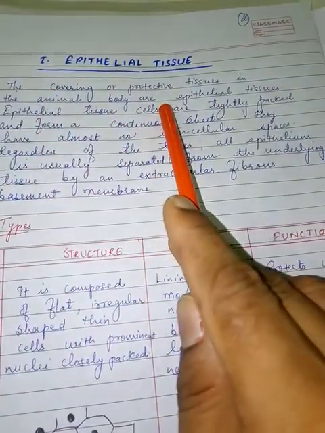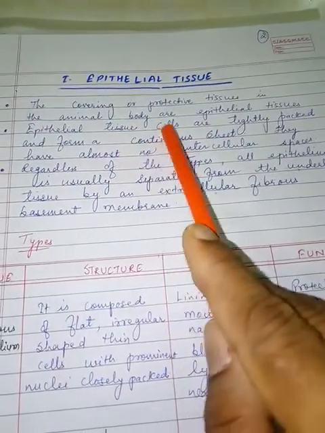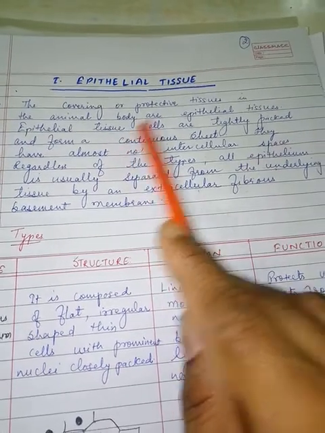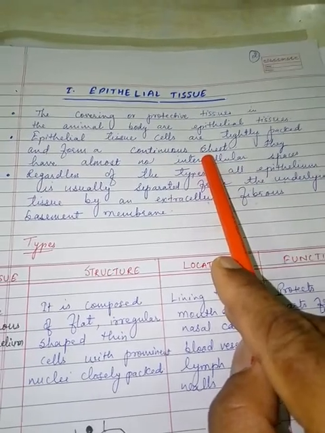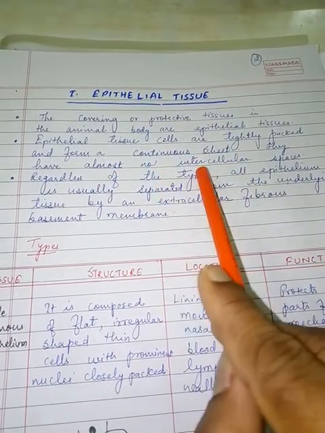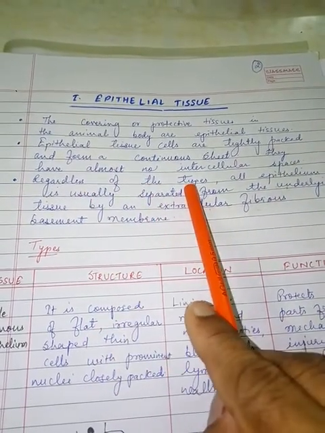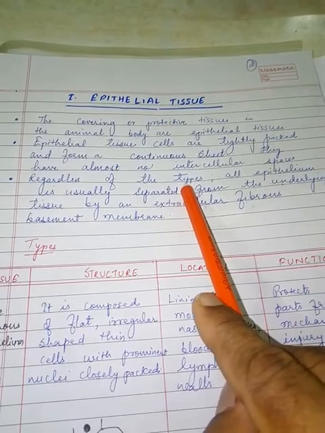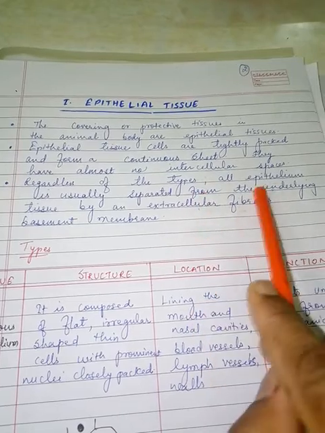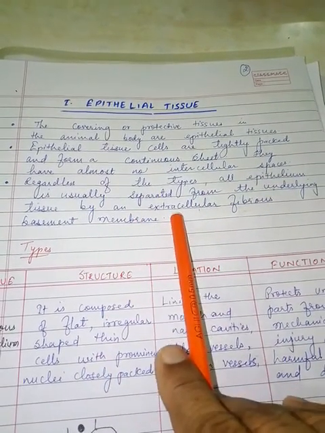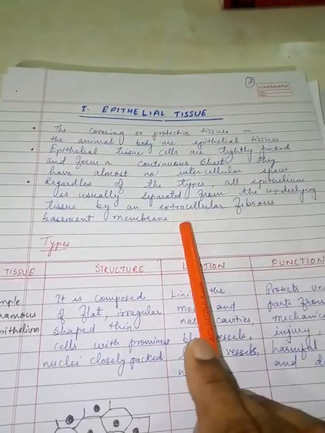Children, epithelial tissue is the covering or protective tissue in the animal body, and the cells in this tissue are tightly packed and form a continuous sheet-like structure, isn't it? And they have almost no intercellular spaces among them. Whichever type of epithelial tissue it is, all epithelial tissue is usually separated from the underlying tissue by an extracellular fibrous basement membrane. This is the basic characteristic of epithelial tissue.